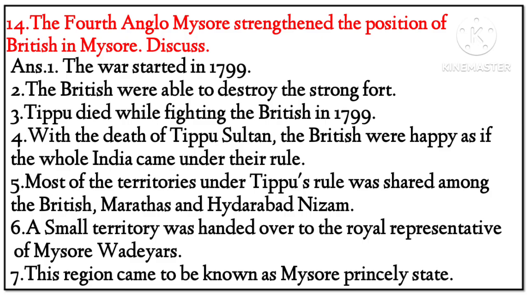14th question. The Fourth Anglo-Mysore War strengthened the position of the British in Mysore. Discuss. Answer. The war started in 1799. The British were able to destroy the strong fort. Tipu died while fighting the British in 1799. With the death of Tipu, the British were happy as if the whole of India had come under their rule. Most of the territories under Tipu's rule were shared among the British, Marathas and the Hyderabad Nizam. A small territory was handed over to the royal representative of Mysore, the Wodeyars. This region came to be known as the Mysore Province state.